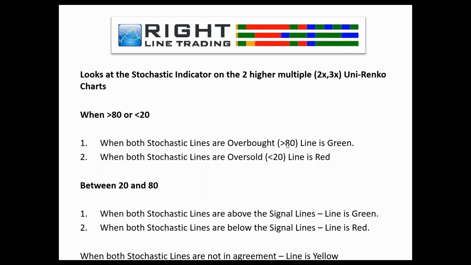If the stochastic line is overbought, which is greater than 80, on the two higher multiple time frames, and they're both above 80, the line's always going to be green. And if the stochastic line is oversold, or less than 20, on the two higher time frames, the stochastic line will always be red.